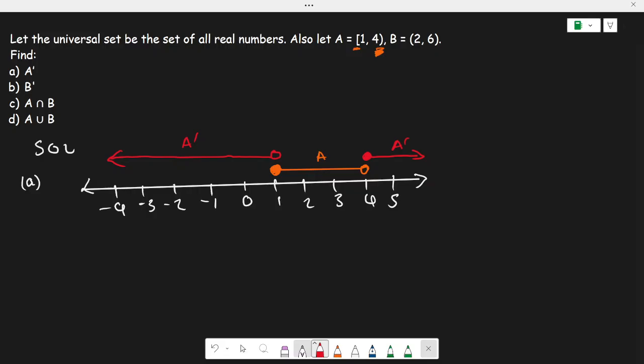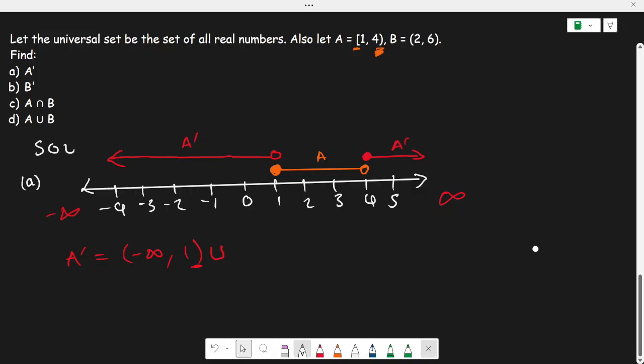So now to write this in interval notation, A complement is going to be equal to negative infinity. Since this side we are going towards negative infinity, so we have negative infinity, we have positive infinity this side, right? Comma 1, and the type of bracket is going to be this one, since we are saying 1 is not included. Since there is a gap here, we are going to say union, okay?